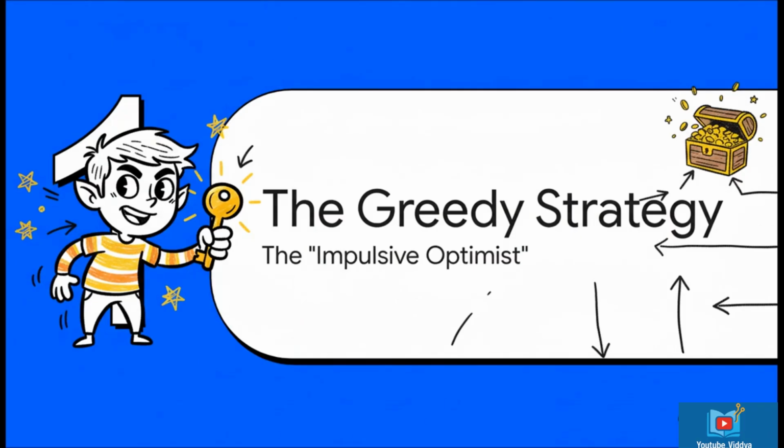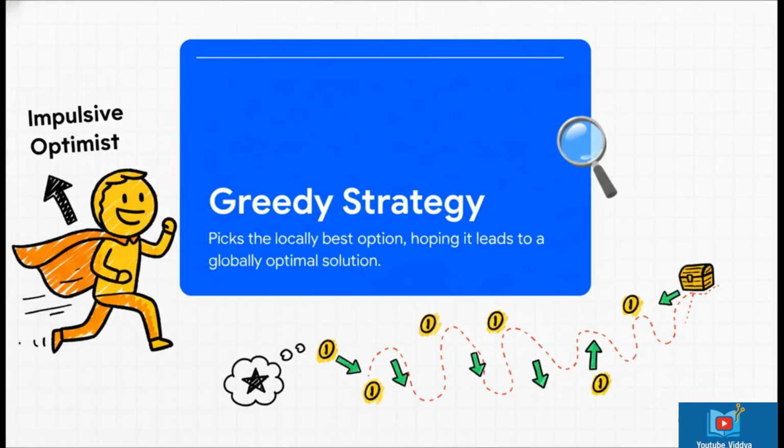All right, so let's start with our impulsive optimist. In the world of algorithms, we call this the greedy strategy. And it's all about one thing, making the choice that looks the absolute best right here, right now. So the core idea here is really simple. At every single step of the problem, just pick the locally optimal choice. The hope, and that's a really key word here, is that this whole chain of locally best decisions will magically lead us to the globally best solution for the entire problem. It's fast, it feels intuitive, but it doesn't always get you the right answer.